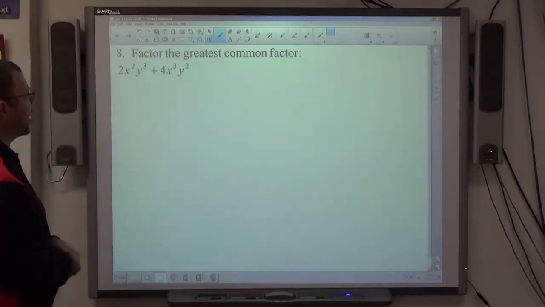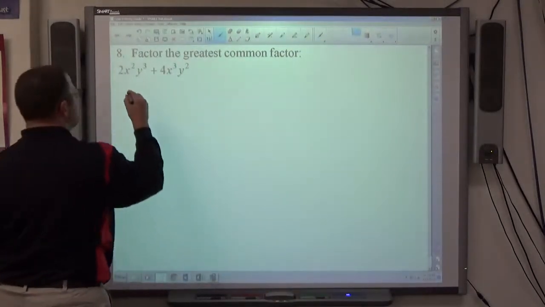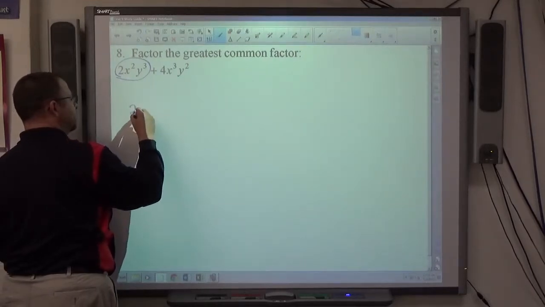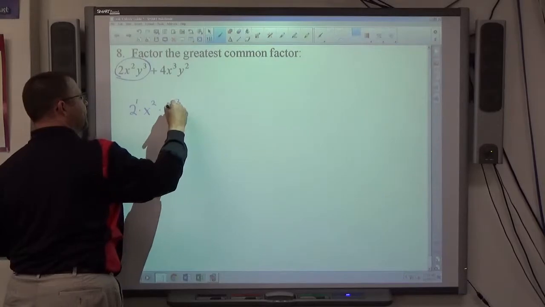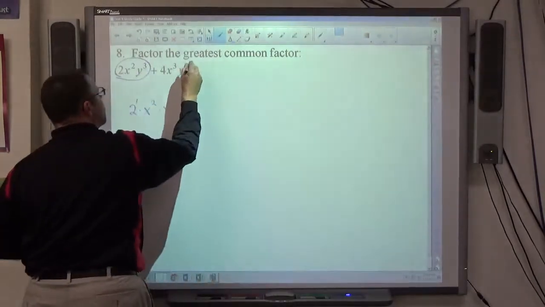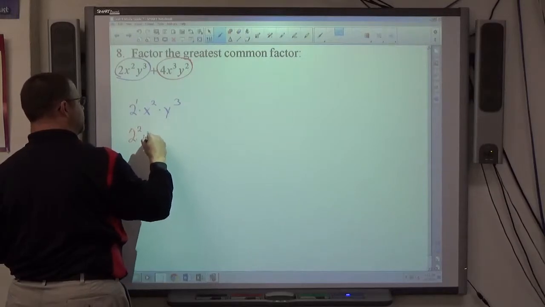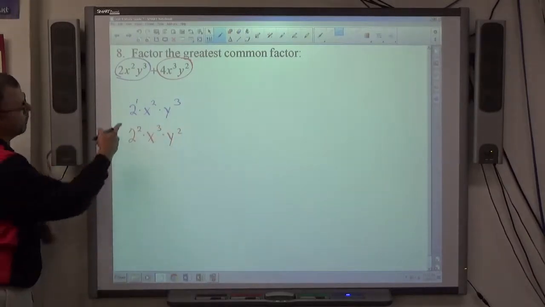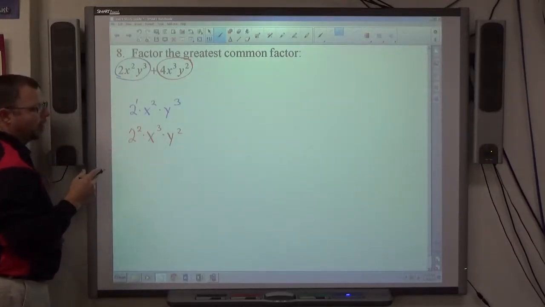Number 8, factor the greatest common factor. So we look at each term individually. We have 2 x squared y cubed and we have 4 x cubed y squared. Instead of looking at them as 2 and 4, I'm looking at them as 2 and 2 squared. 4 is the same as 2 squared. X and y are already there.